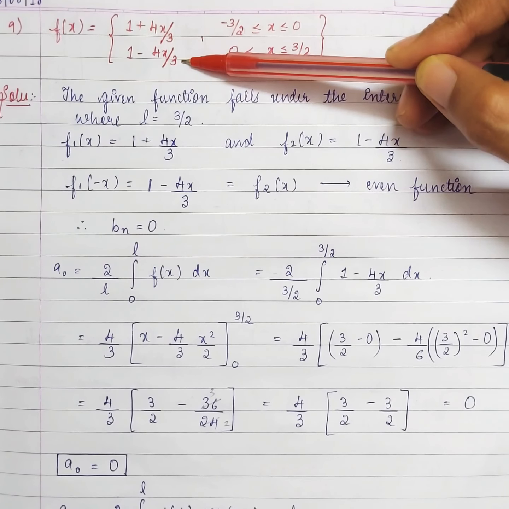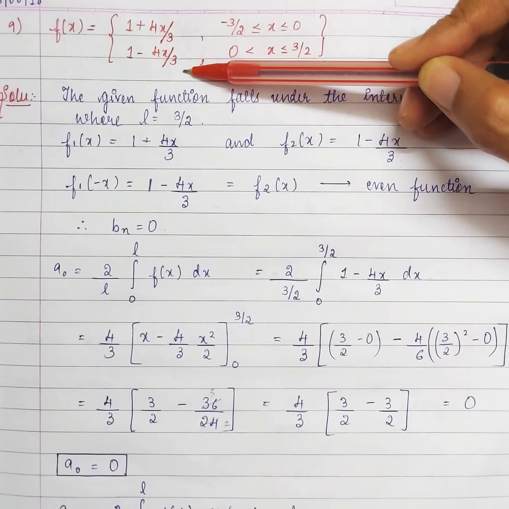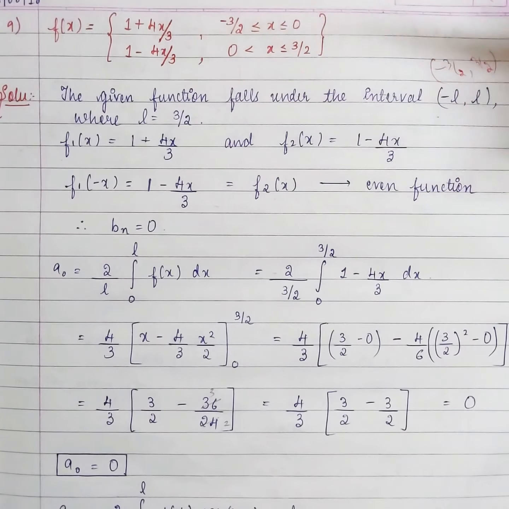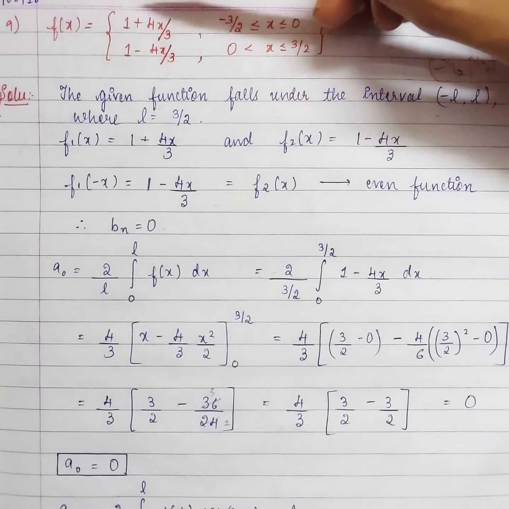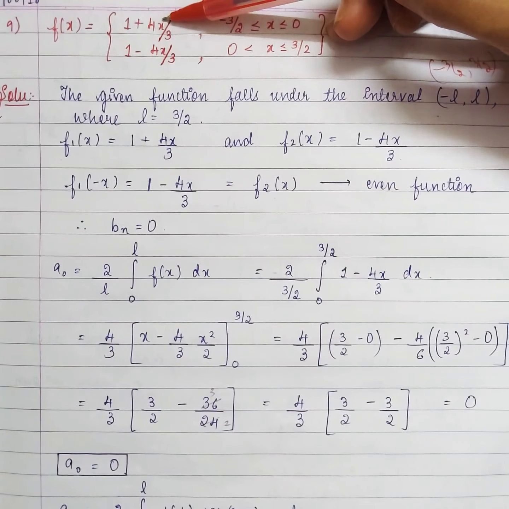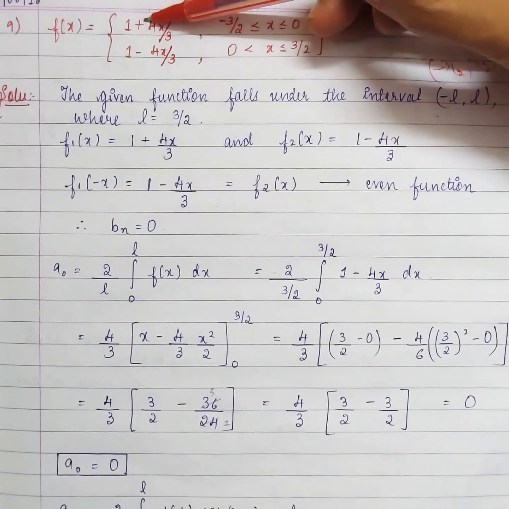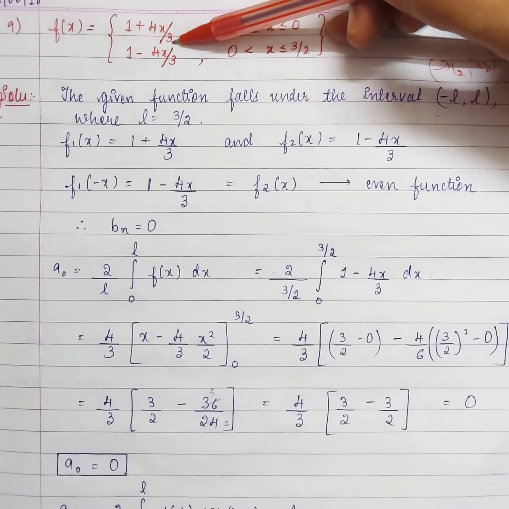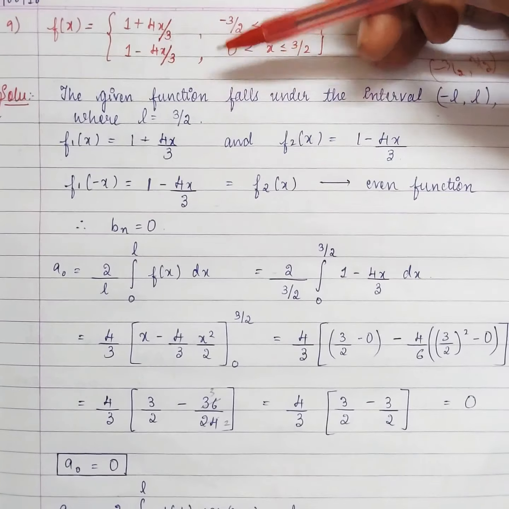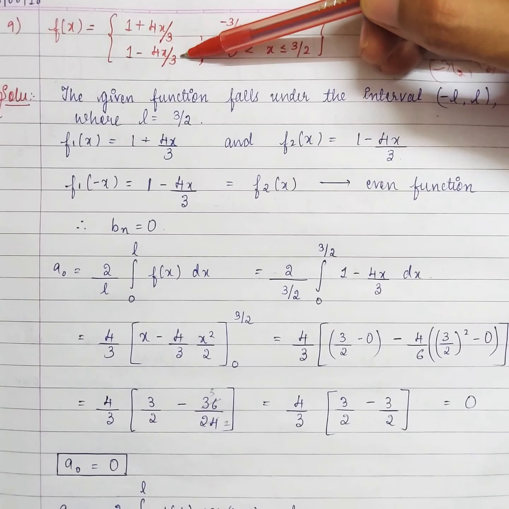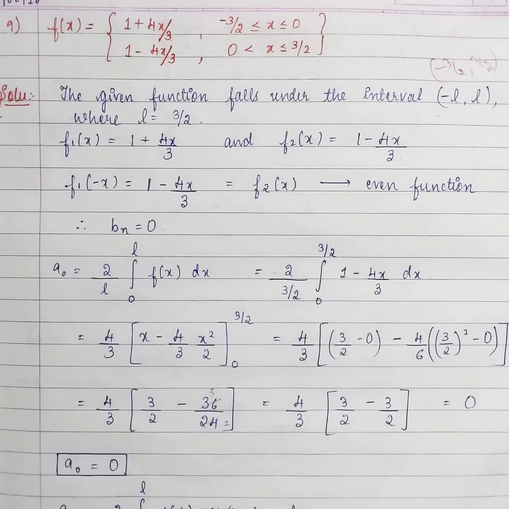If I get the negative of that second function, then the function is odd. If I am getting some other new function, then it's neither even nor odd. So I'm going to change x to minus x in the first function. 1 plus 4 into minus x by 3 is nothing but 1 minus 4x by 3. Hola, we got the second function f2 of x. So the function is even.